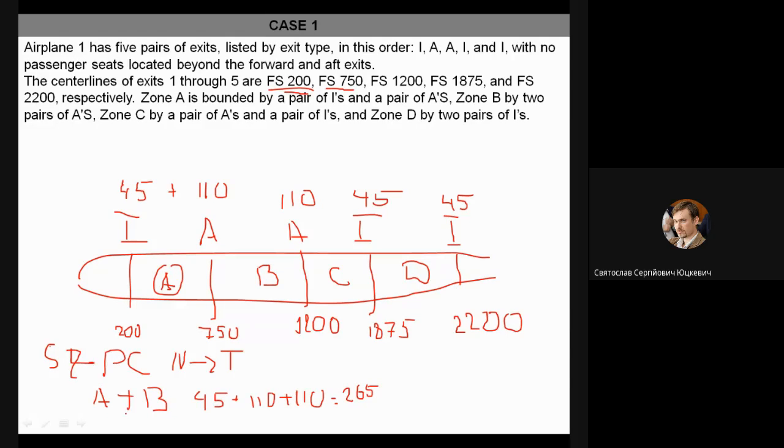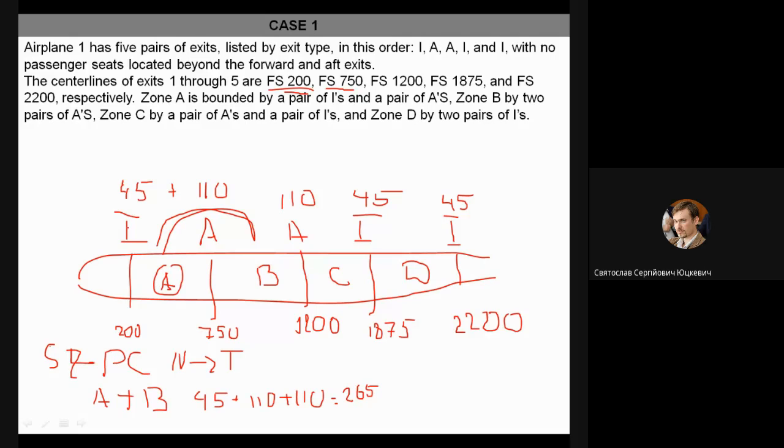Next one, A, B, and C. Why do we add 110 twice? Because we talk about the combination of these two zones. First, type A, type 1 exit, then type A and type A. We have 3 pairs of exits in this combination of the two zones. I understood, good, thank you.